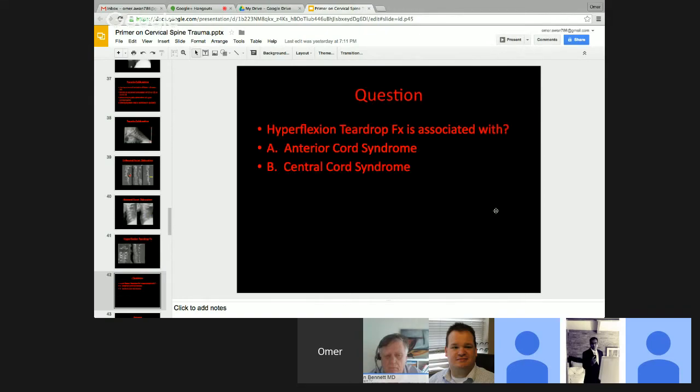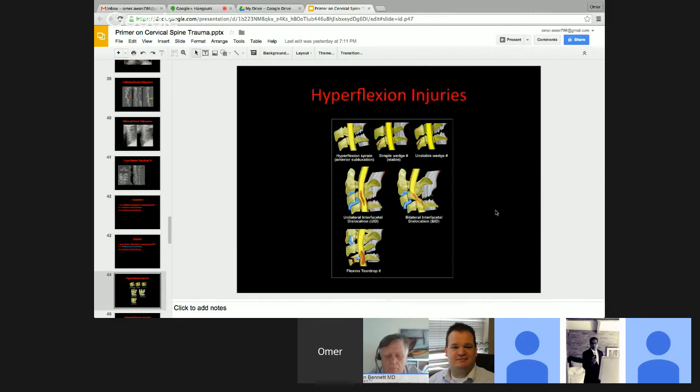So hyperflexion teardrop fracture, what is it associated with? Is it associated with the anterior cord syndrome, or is it associated with the central cord syndrome? And the answer is that it's associated with the anterior cord syndrome. This is just a cartoon depicting hyperflexion injuries, which we already talked about: hyperflexion sprain, facet dislocation, unilateral, bilateral, and then a flexion teardrop fracture.